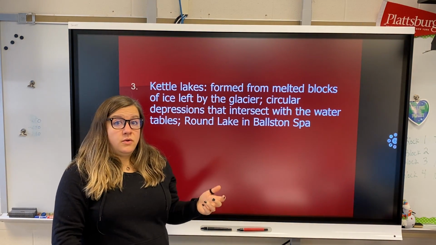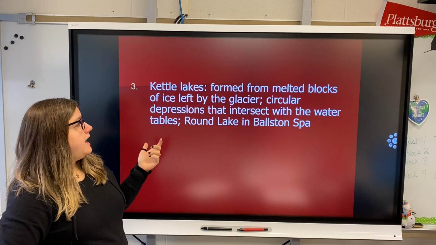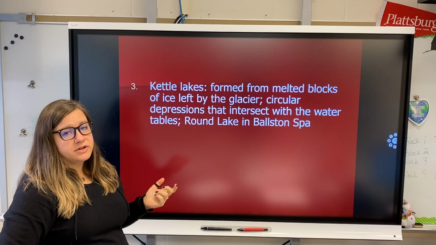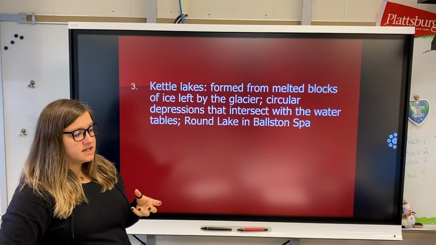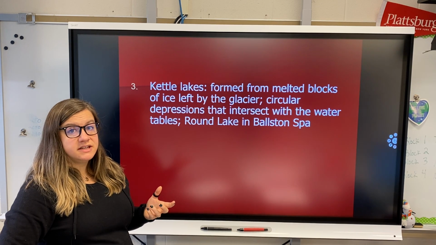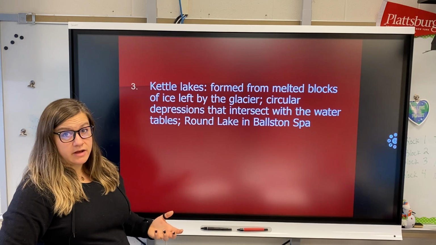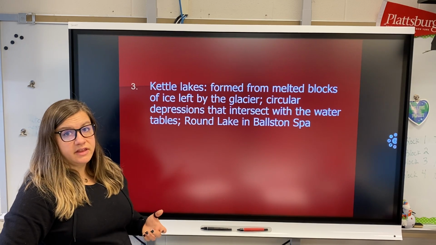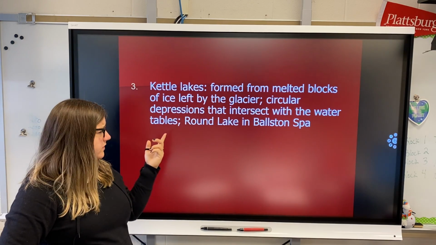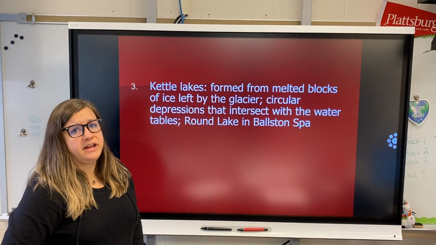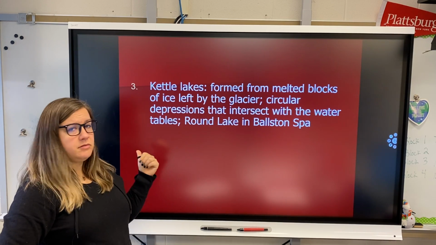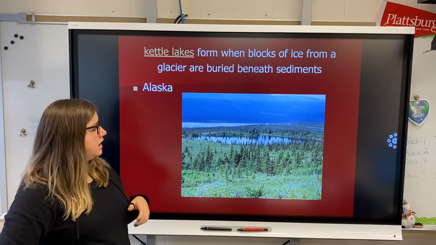Kettle lakes are another cool feature of glaciers. What happens is that there are giant blocks of the glacier that get left behind. They got stuck in the ground, and over time, once it melted, the water no longer seeped into the ground, and the water just kept refilling as a body of water, and it eventually made these things called kettle lakes. Round Lake in Ballston Spa is actually created from leftover glacier water. They're pretty cool looking lakes.